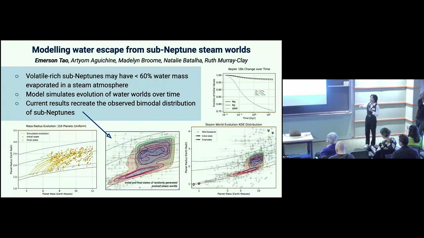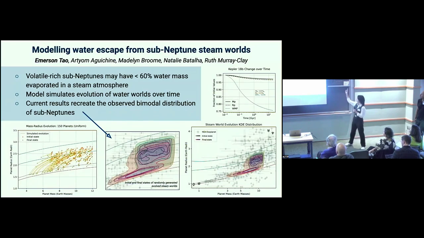And this model can be applied to real planets like Kepler-18b up here, but more importantly, we can use it for generated planet populations within typical sub-Neptune parameters, specifically steam world parameters. And we notice that after evolving them over time, the larger mass sub-Neptunes hold on to their steam atmospheres, but lower mass planets tend to lose them.